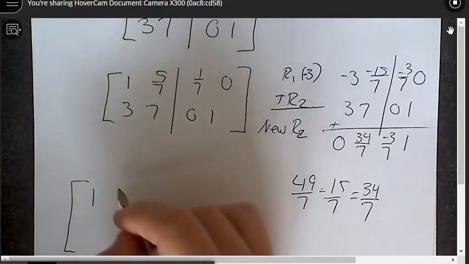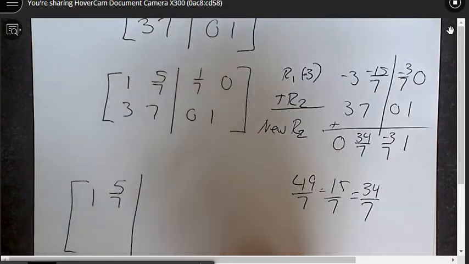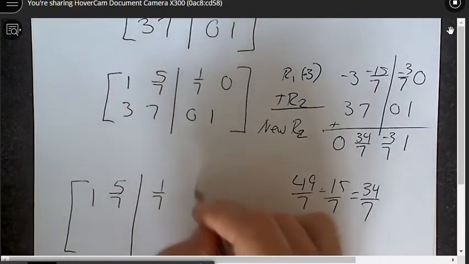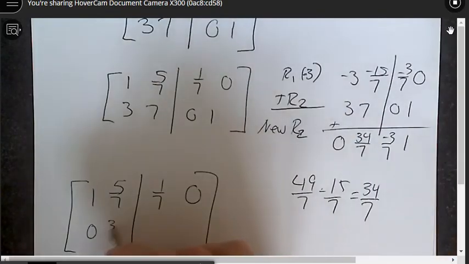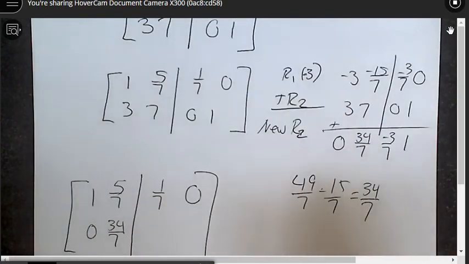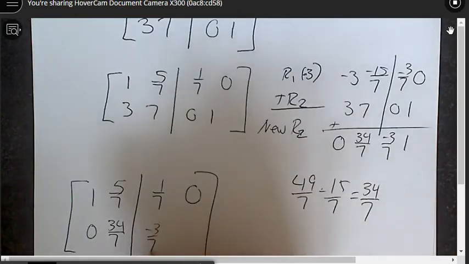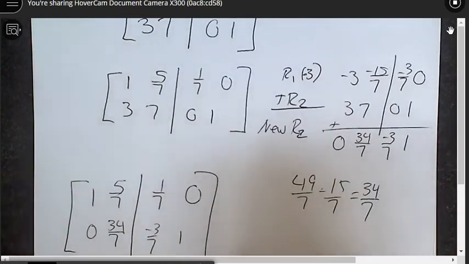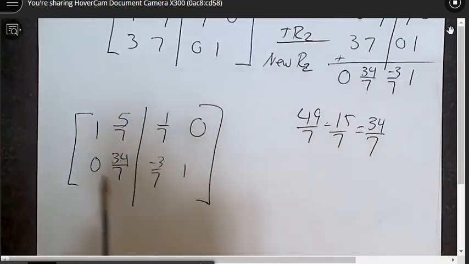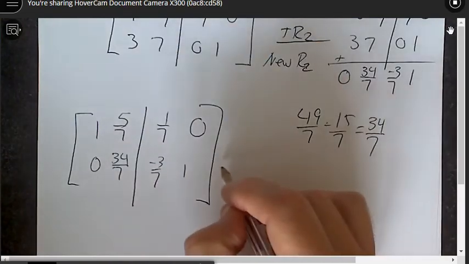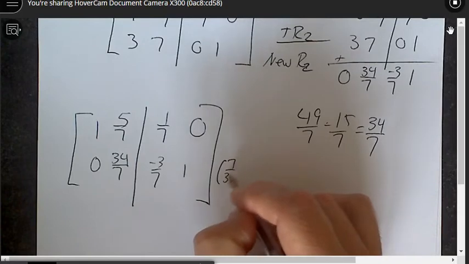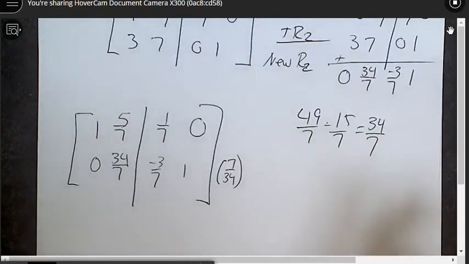So we have 1, 5/7, 1/7, and 0. This is going to be 0, 34/7, -3/7, and 1. Okay, now we've got to make this number out to be 1, so we've got to multiply by the inverse. We've got to take this and multiply by 7/34. Wow, it's going to be lovely.